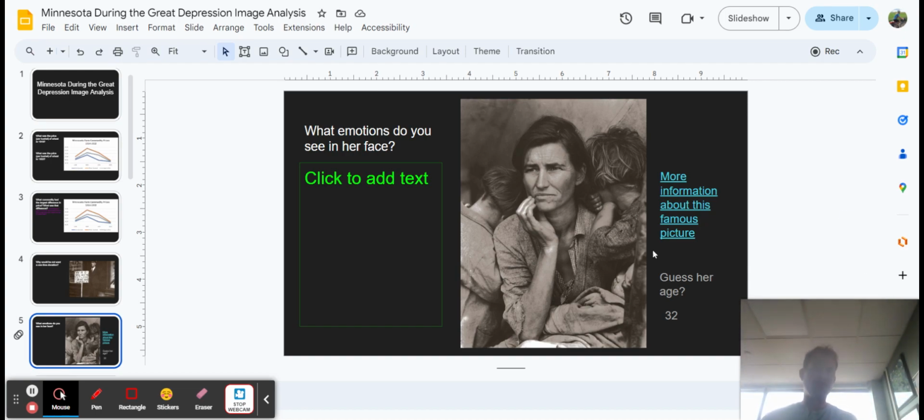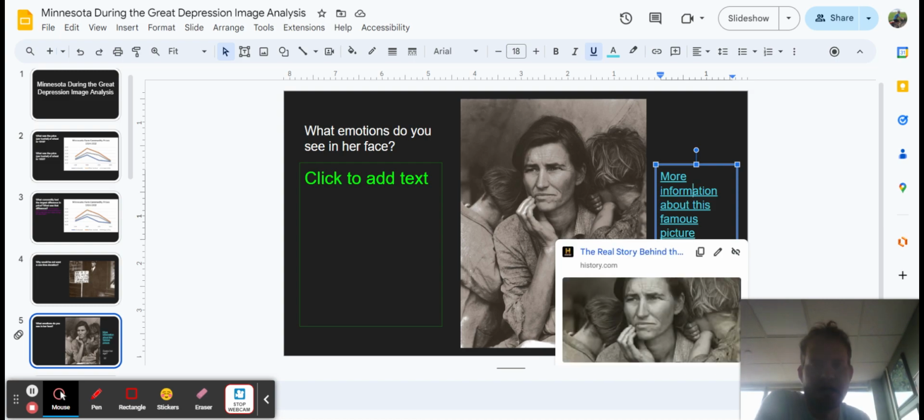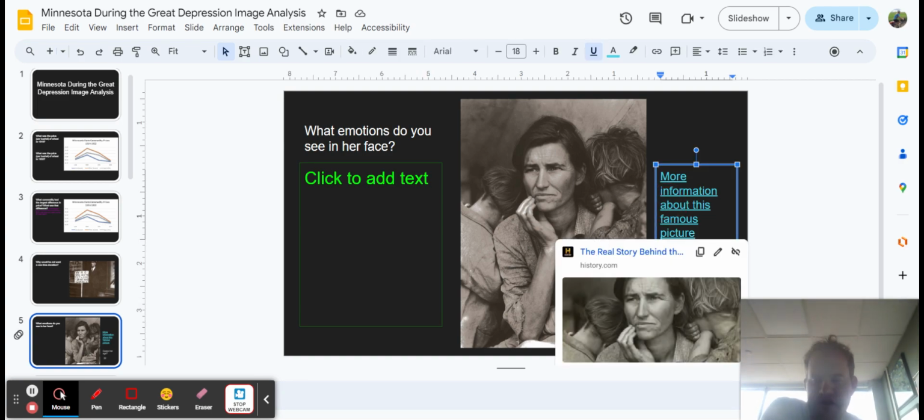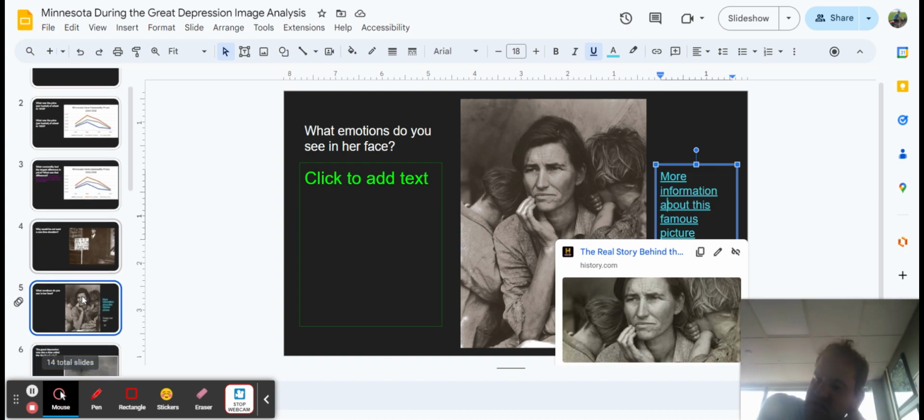I believe her name is Dorothy, and this is Dorothy. You'll find more information in this link if you are done at the very end. However, we're going to look through and see what emotions we can see in her face. So as I'm looking through, I might try to find out what type of emotions I see when I look at her, how she's feeling. And her age, she's 32 in this picture. When you're done with this answer, you can go off and learn more about this series of pictures.